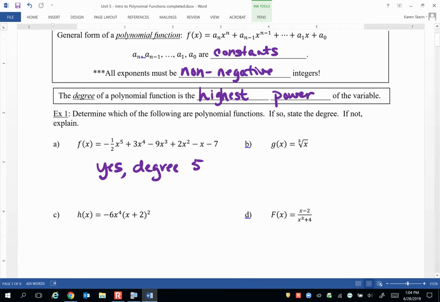in x. Part B, g of x equals the cubed root of x. Well, we could write this with a rational exponent. This would be equivalent to g of x equals x to the 1/3. This is not an integer. It's positive, but it's not an integer. So no, this is not a polynomial function. The exponent is not an integer.